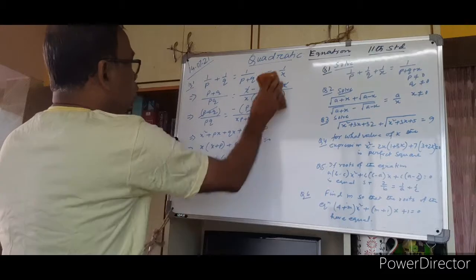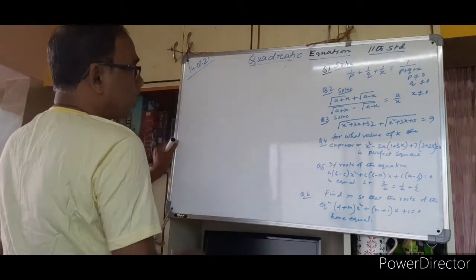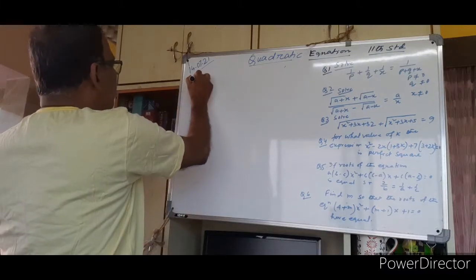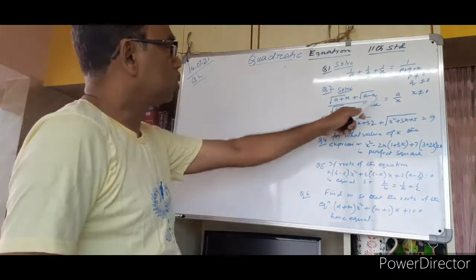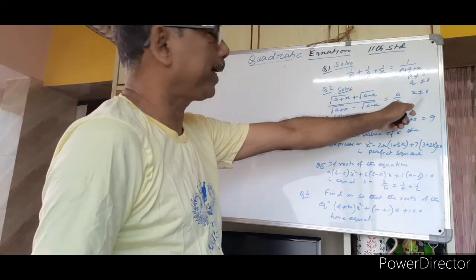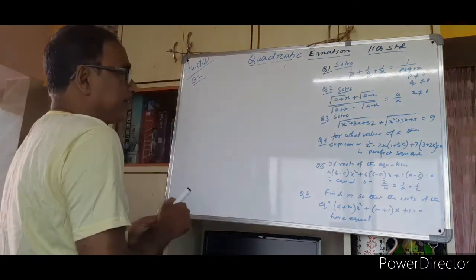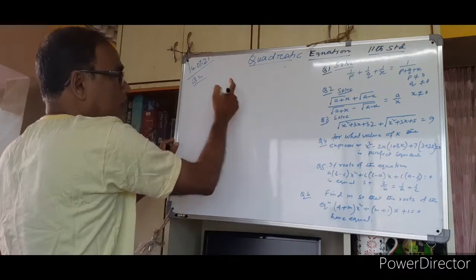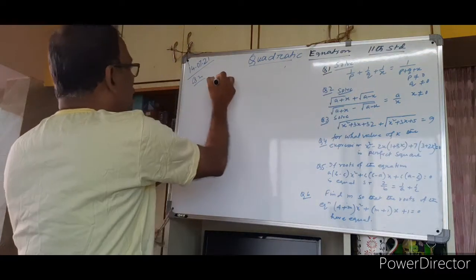Next, sum number 2. Question number 2 is here. Solve this: root over a plus x plus root over a minus x over root over a plus x minus root over a minus x equals a by x, where x not equal to 0. You have to solve this. Now we have to rationalize this. Multiplying the numerator and denominator by root a plus x plus root a minus x.